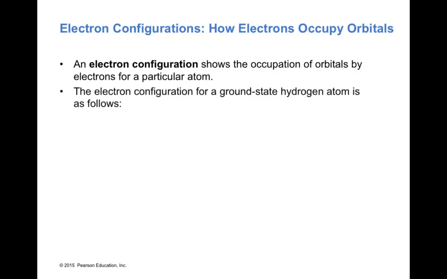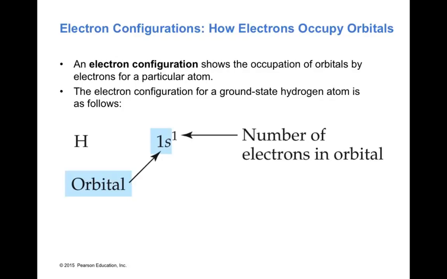The electron configuration for a ground state hydrogen atom is as follows: 1s1. Remember, the 1s is the lowest orbital you can find, with the lowest energy. Because you have just one electron, you use the representation 1s for the orbital, and you put 1 as an exponent. That means you have just one electron in this orbital. So for hydrogen, which has just one electron, it's 1s1.